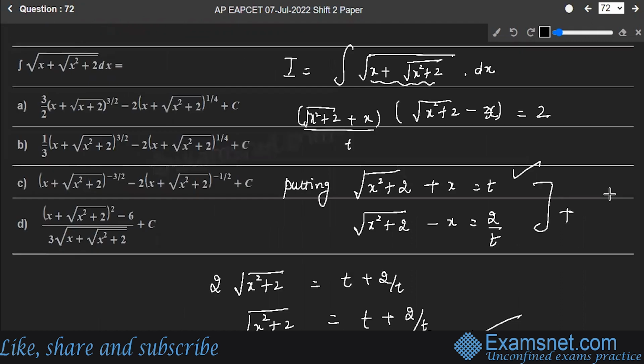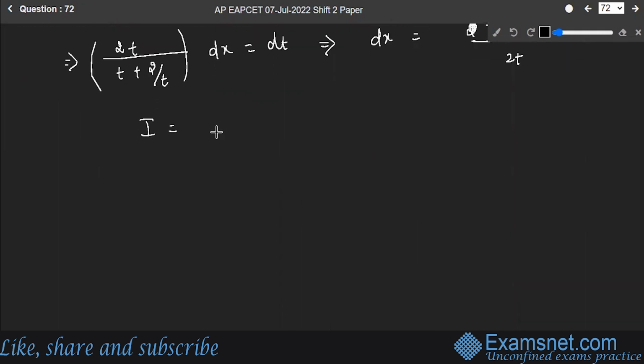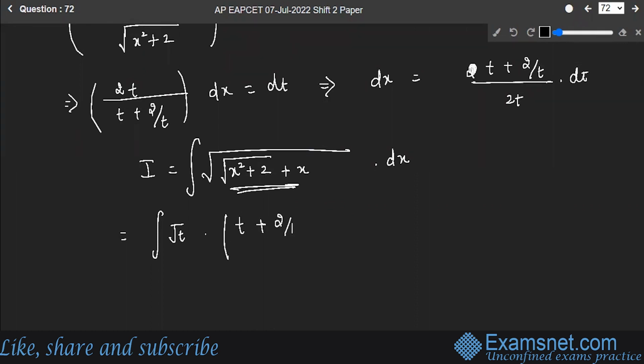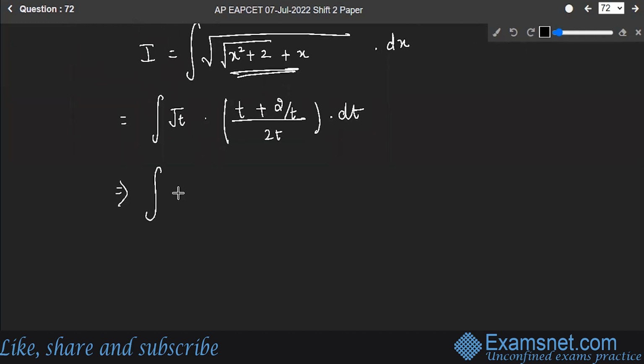Now let's pick up our integral which we left in the starting. We have done all the preparations to solve it. So we had to find the integral of root of x squared plus 2 plus x dx, right? So this is nothing but root of t. We assumed this one to be t. And dx we just calculated, this is equal to t plus 2 upon t upon 2t dt, right? So let's solve it. You will have the integral of root of t plus 2, and the 2 will get cancelled over here, and you will have t raised to power minus 3 by 2, this whole multiplied by dt.